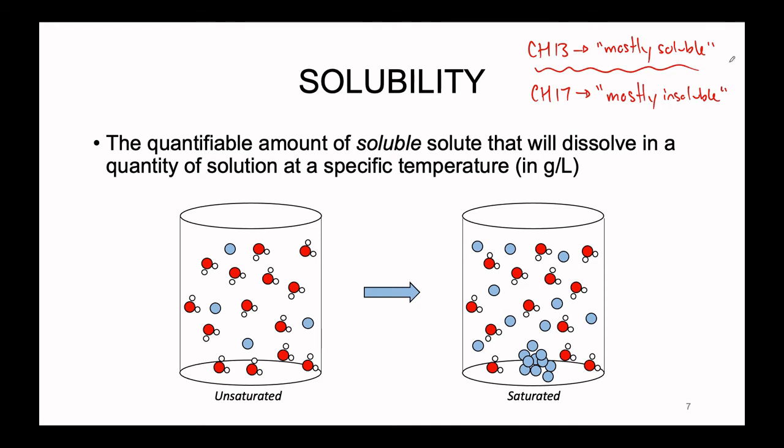Solubility, by definition, is the quantifiable amount of soluble solute that will dissolve inside of any given quantity of solution at some specific temperature. And we measure solubility in the units of grams per liter. Specifically, how many grams can we fit inside of a liter of solution? Now, there are two definitions that we are going to introduce, at least first, immediately. The first is what is known as the unsaturated solution, which is illustrated here on the left. The second is a saturated solution, which we can see here on the right. So let's technically define these terms and then come back to these pictures to get a better idea for what they're illustrating.